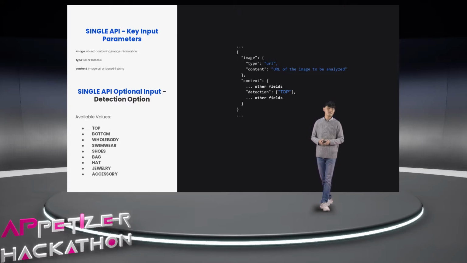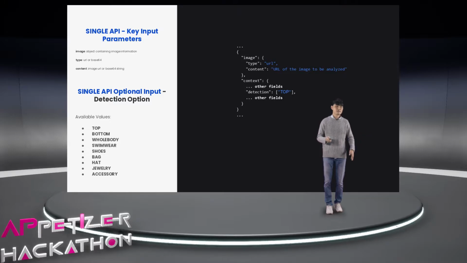Now, there are a lot of other ways to customize the input for making the single API call. But here, I'd just like to highlight one optional input that you'll be using a lot. And that's the detection option. With the detection option, you can choose what items the Tagger tags. As you can see on the right side of the screen, there's a context field. And inside the context field, there's the detection field, which accepts one or more of the available values that you see on the left side of the screen.